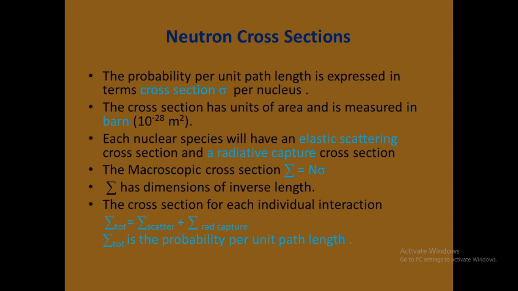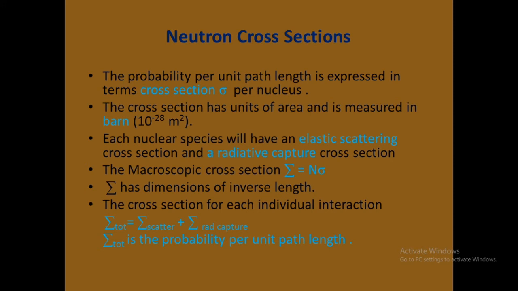When multiplied by the number of nuclei N per unit volume, the cross-section sigma is converted into the macroscopic cross-section capital Sigma, by the relation: capital Sigma, that is the macroscopic cross-section, equals capital N into sigma. The capital Sigma has dimensions of inverse length. This macroscopic cross-section is a probability per unit path length for a specific process.